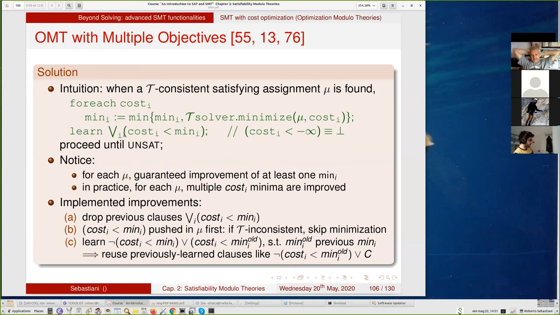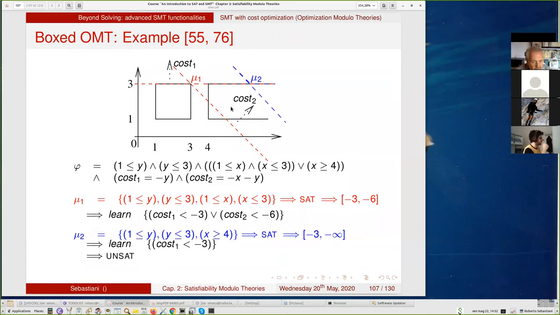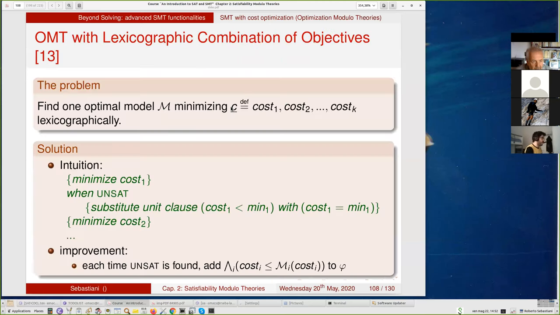So this is the flavor of the idea. I just want to give the flavors of ideas here, then everybody who may be interested, I can point to some references. Okay. You can also have a lexicographic combination.